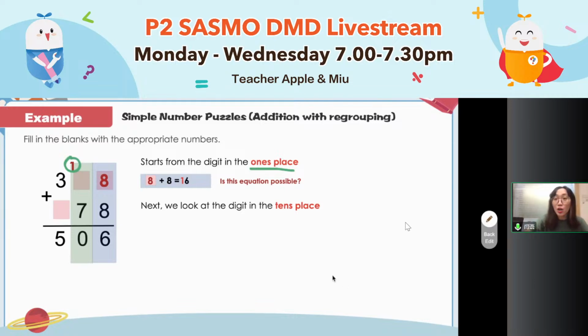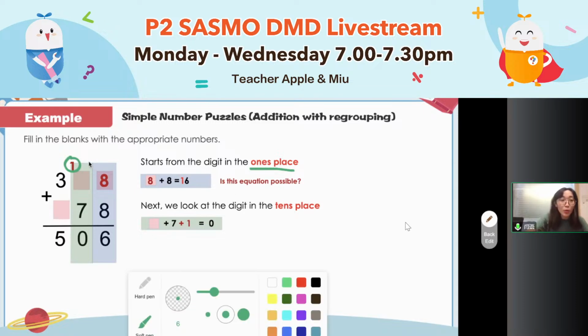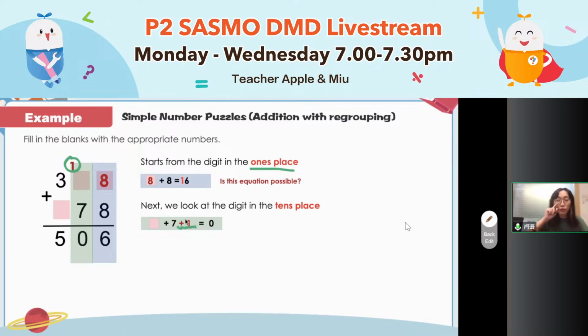That is, again, there is a regrouping. And also, since just now we already labeled the 1 here, right? How can we get a 1? That is the regrouping from the ones place to the tens place. So actually, don't forget plus 1 here, okay? Which number plus 7 plus 1 equals 10? Okay, think about it. What is the missing number?